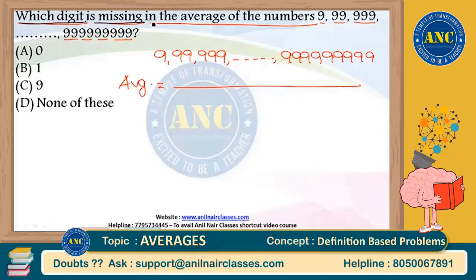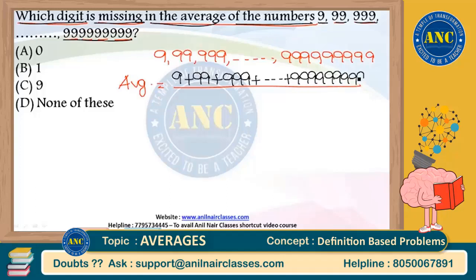Which digit is missing in the average of the numbers 9, 99, 999? Last number is having 9 written 9 times. Now see here, sir. Average is sum of the quantities, 9 plus 99 plus 999, up to the last number having 9 written 9 times, divided by number of quantities. How many terms are there? There are totally 9 terms.